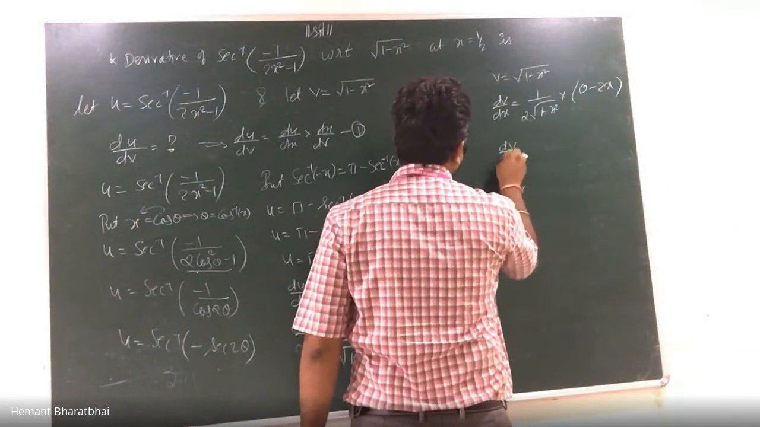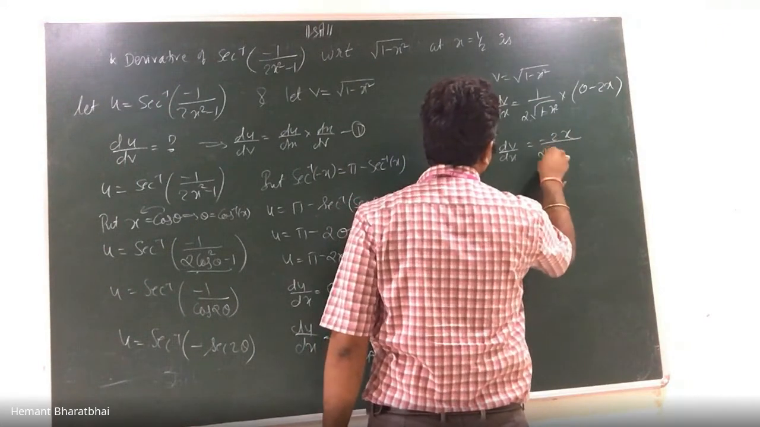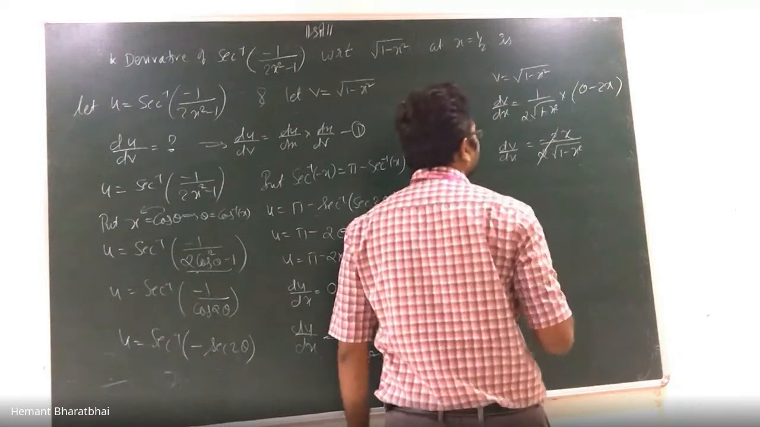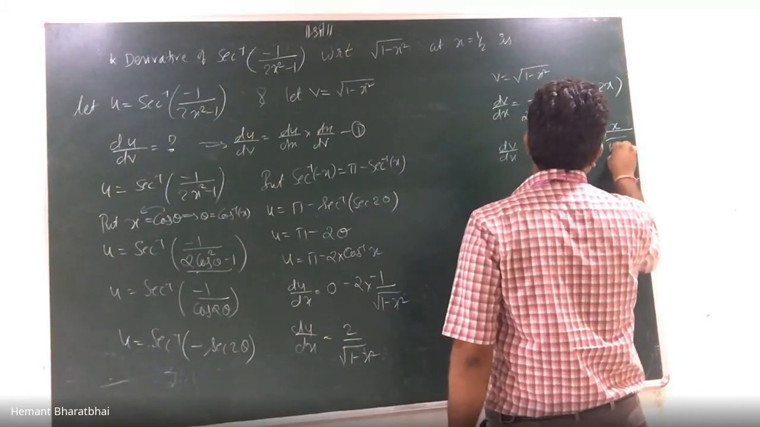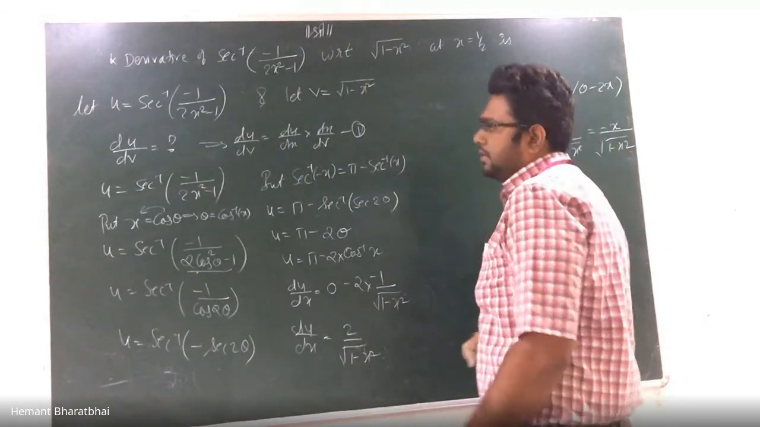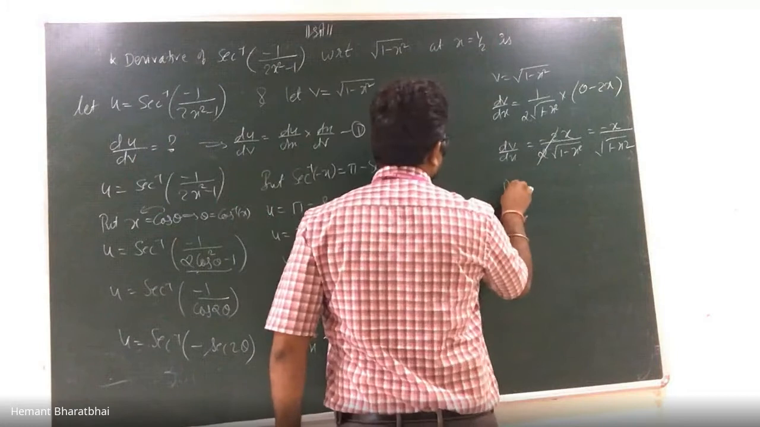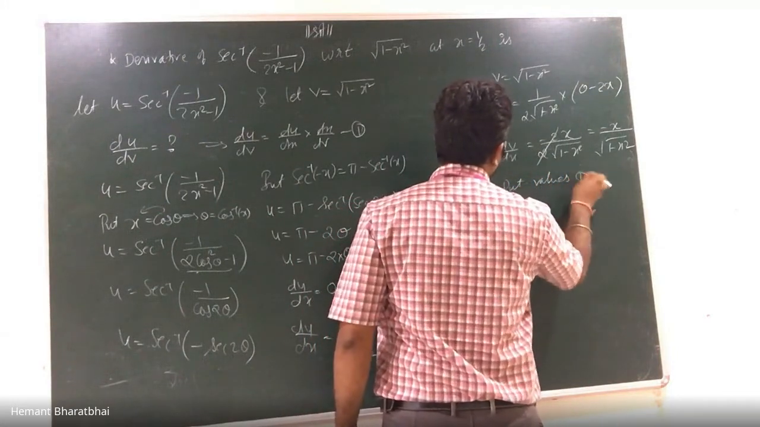Hence, I will get dv by dx is equal to minus 2x upon 2 into under root of 1 minus x square. So 2 gets cancelled. So I'll get minus x upon under root of 1 minus x square. So I've got the value of dv by dx also. So I'll substitute over here. So put values in equation number 1.